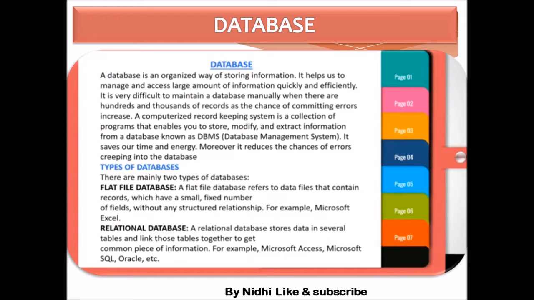A flat file system contains records. Records means the details which have a small fixed number of fields. Fields means columns, and there is no particular structure or relationship between the data. An example of a flat file system is Microsoft Excel.